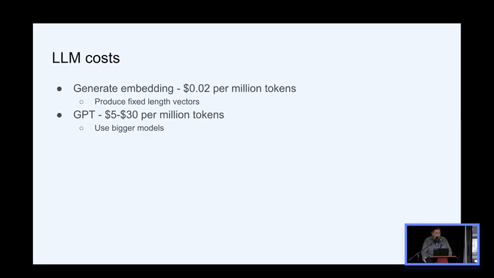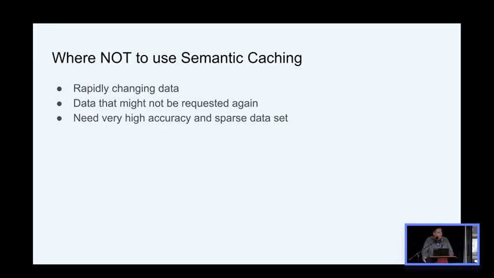Here are some numbers on what it costs. Embeddings are cheap, inference is expensive. And you don't want to use it when your data is changing rapidly and when you are extremely unlikely to get a second query. So this is very broad guidance.